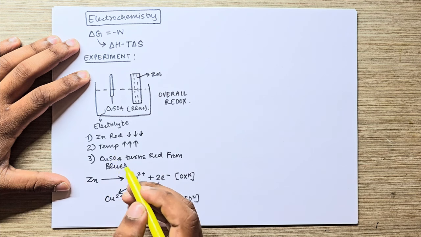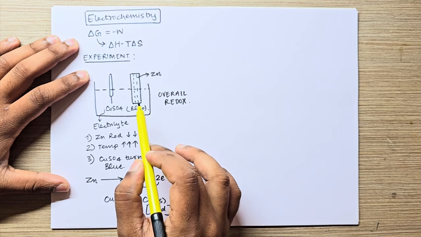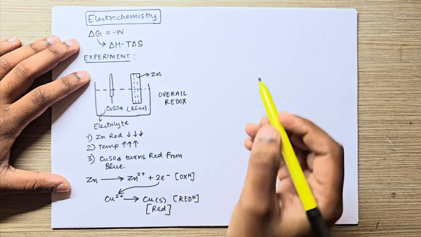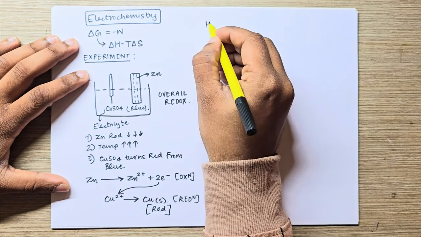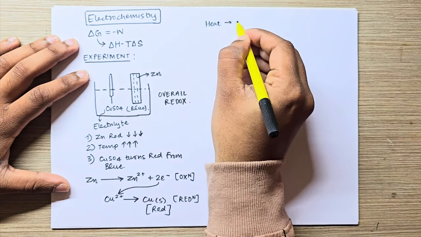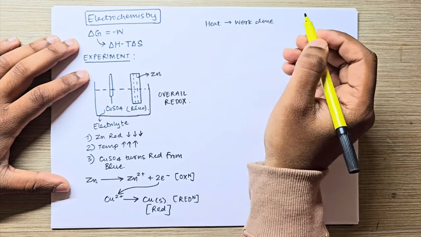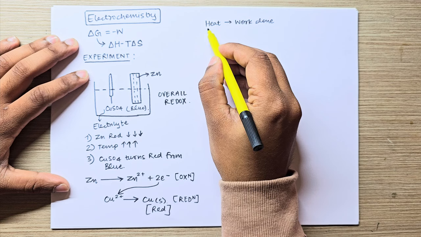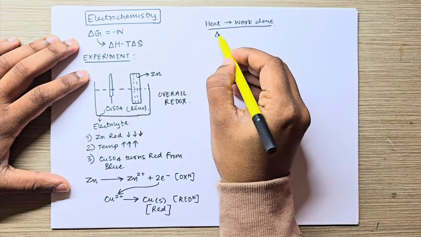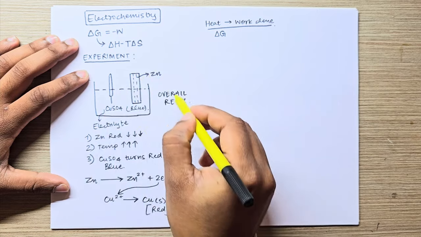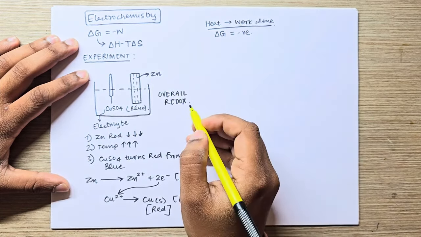And why is the temperature rising? Because some work done is released as heat here, and we don't want to release it as heat. We want to convert this heat into work done. Here is the beginning of the electrochemical cell. Because it is a spontaneous process, delta G here is negative.